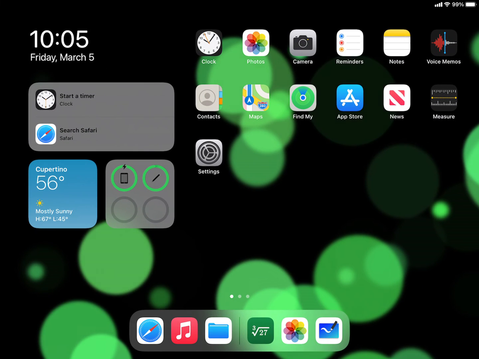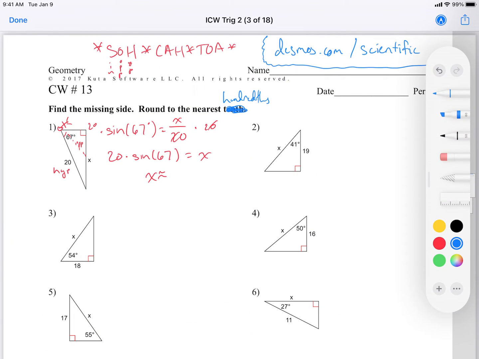So for this purpose, I know that x is about 18.41. Now, before we continue on, what I want you to do is get some practice using this calculator.